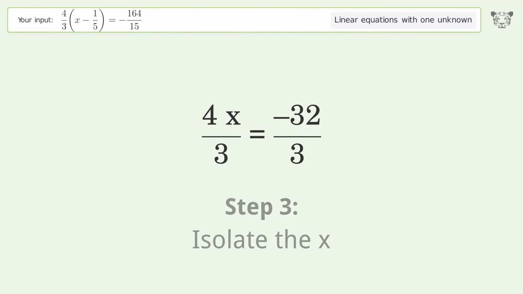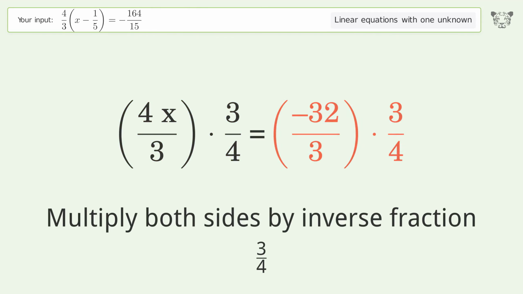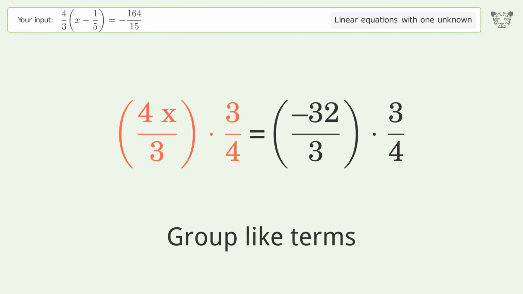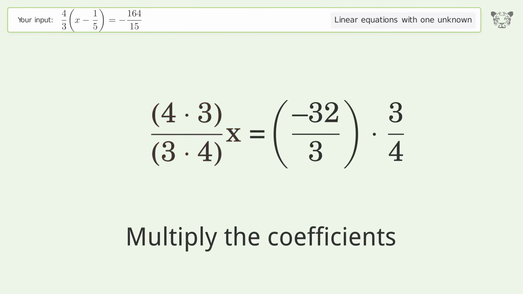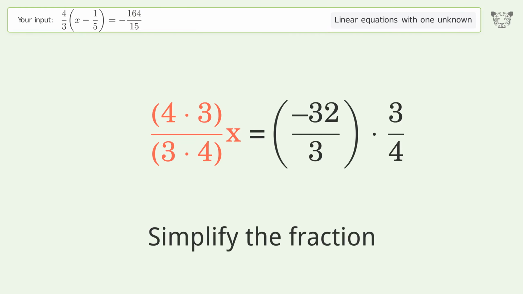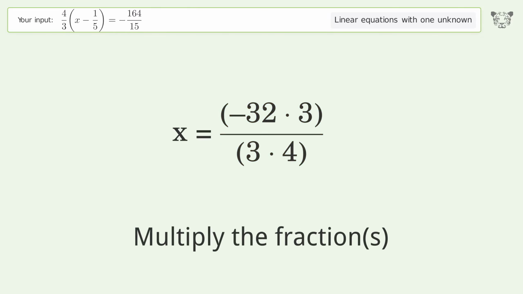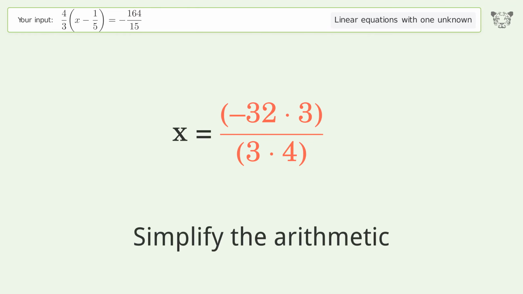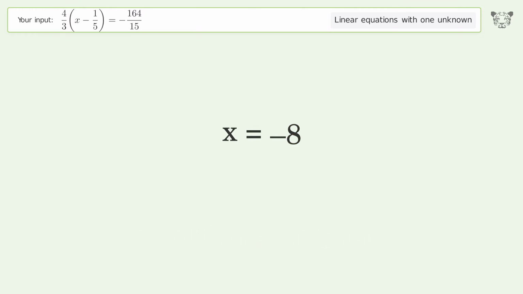Isolate the x. Multiply both sides by inverse fraction 3/4. Group like terms. Multiply the coefficients. Simplify the fraction. Multiply the fractions. Simplify the arithmetic. And so the final result is x equals -8.